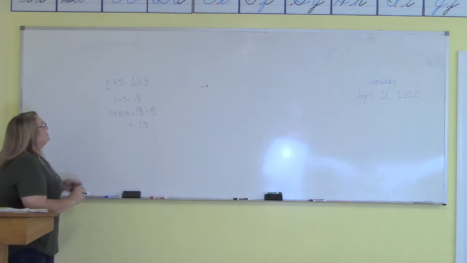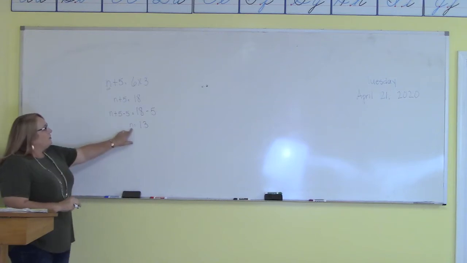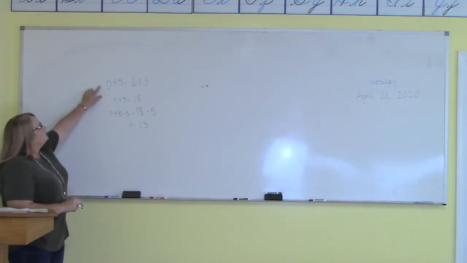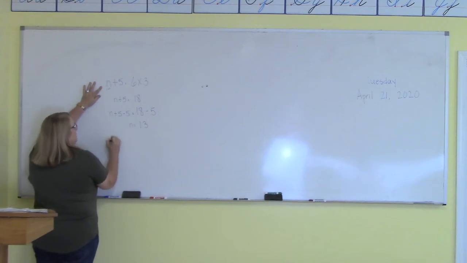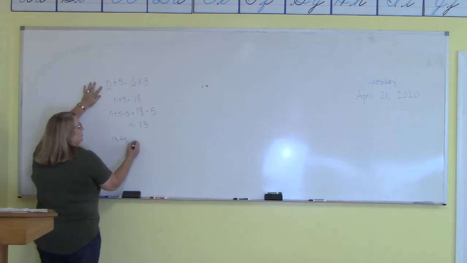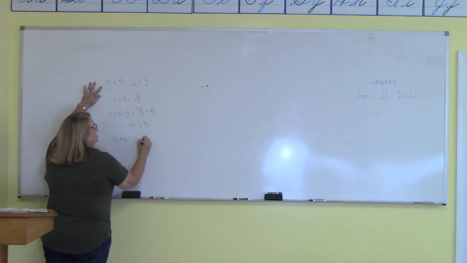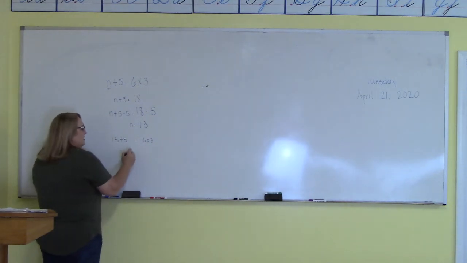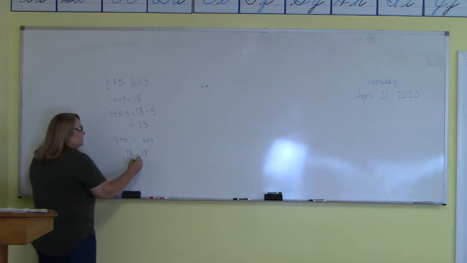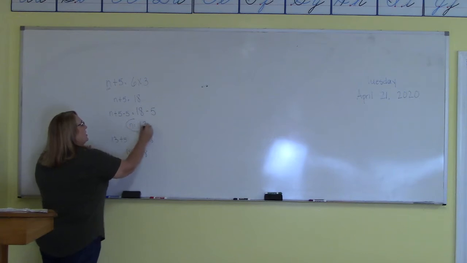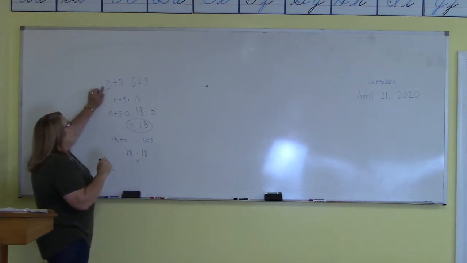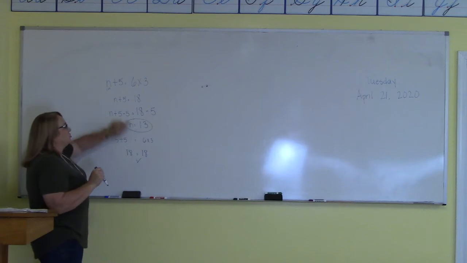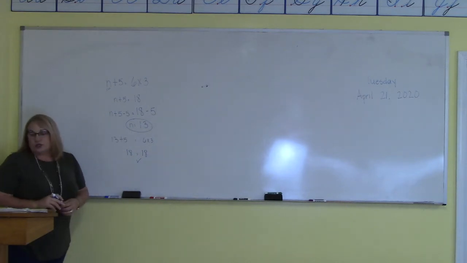Now we can check this to make sure. Wherever you see the n, you're going to plug it in with the number 13. So we check it by saying 13 plus 5 equals 6 times 3. Is that true? Well, what is 13 plus 5? 18. What is 6 times 3? 18. If these are equal, then you know that n equals 13. The unknown number we now know is 13. N equals 13.